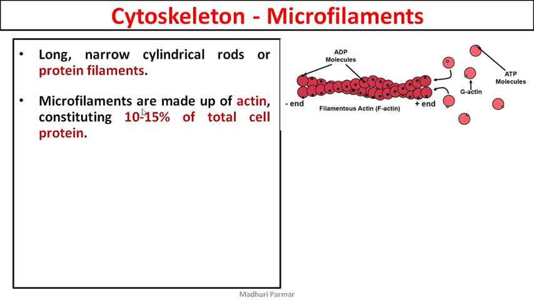Microfilaments are made up of actin protein, which constitutes 10 to 15% of the total cell protein. So if we consider, let us say a cell has 10% protein, then out of that 10% protein, 10% will be microfilament. So 1% of the whole cell is made up of actin. If it is too complicated for you, just leave it, never mind. I was just calculating. Basically, if you talk about a cell's protein content, then 10 to 15% of the cell protein will be actin.